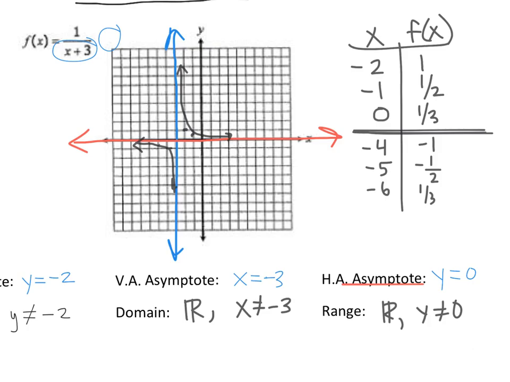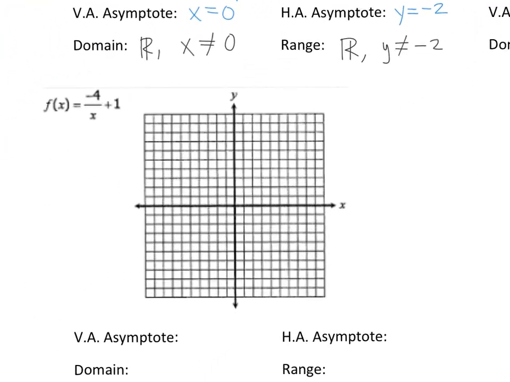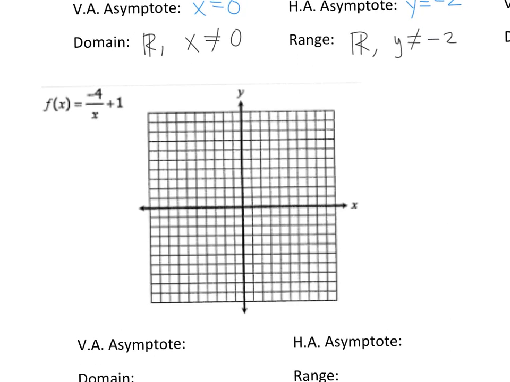So I'm going to leave it up to you to do this last one. Now this will be reflected, because this is a negative. This will actually be in these two quadrants right here. Okay, the asymptote will be x equals 0 and y equals 1, but it'll be in these two quadrants.